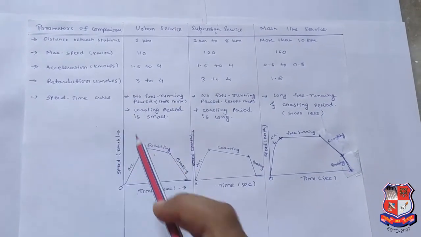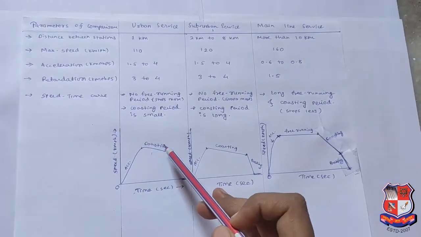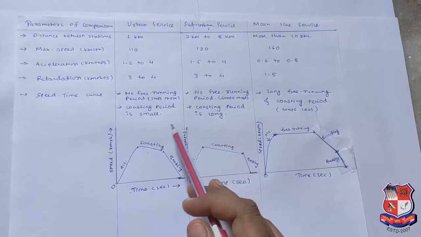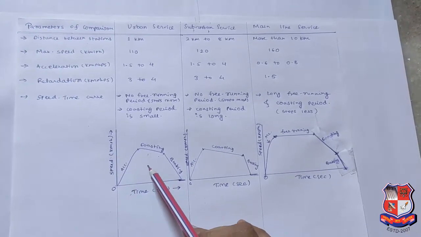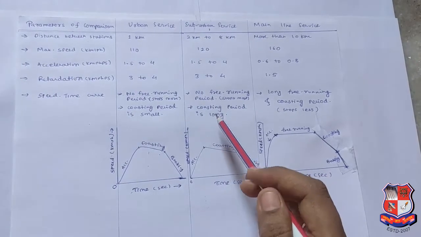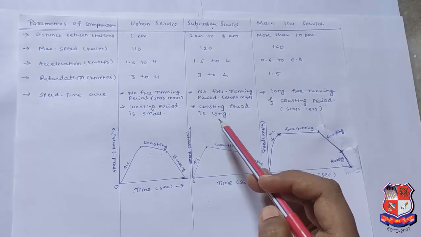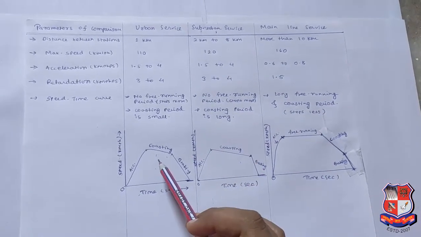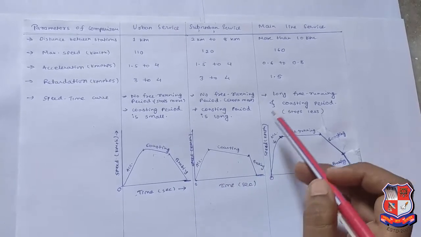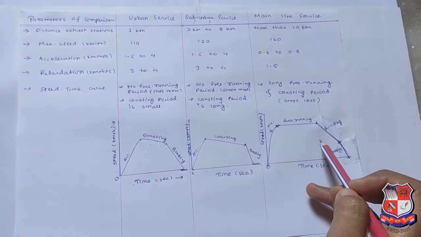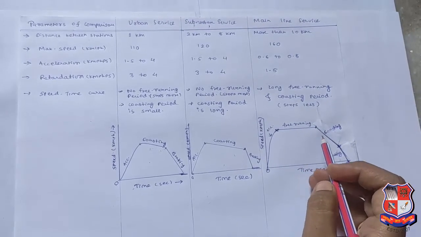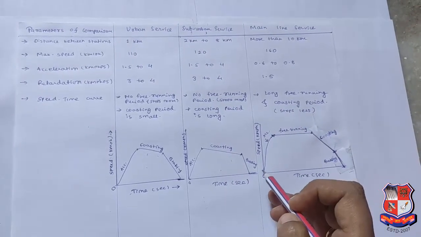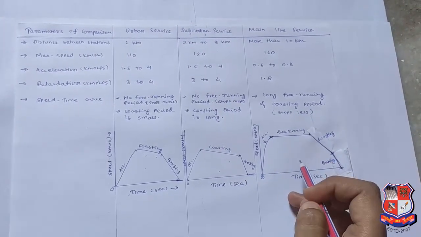Now the speed time curve: we can see that for urban services there is no free running period because stoppages are more. Okay, and the coasting period is small. We can see this in the graph. And for suburban services, no free running period because stops are also more, and the coasting period is long compared to urban services. Okay, next is a long free running period for mainline services, and the coasting period is also more because the stops are less in the mainline services. We can see the speed time curve for the mainline services.